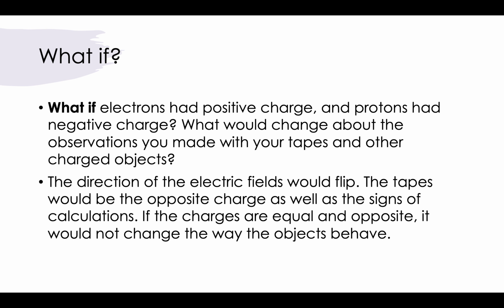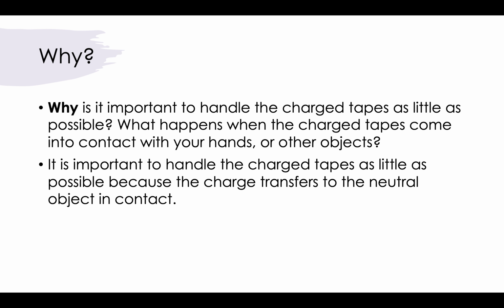To answer the what if question, we have: what if electrons had positive charge and protons had negative charge? What would change about the observations that I made with my tapes and other charged objects? The answer is that the direction of the electric fields would flip, and that the tapes would be at opposite charge, as well as the signs of the calculation would be opposite. However, if the charges were equal and opposite, it would not change the way that the objects behave, simply the signs of the calculations.